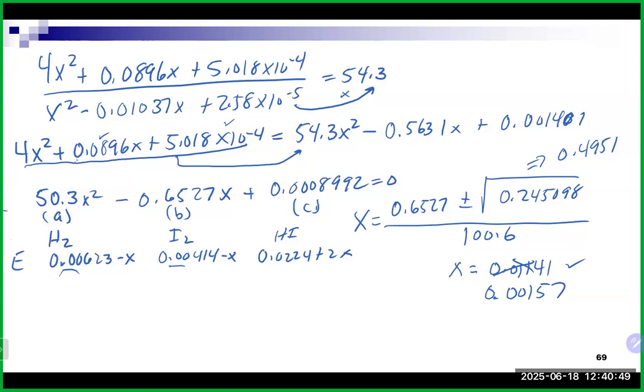That means at equilibrium for H2, 0.00623 minus 0.00157 is 0.00466 molar for H2.